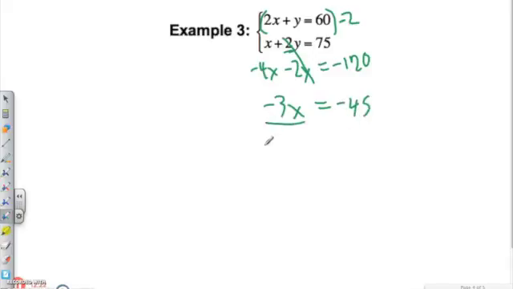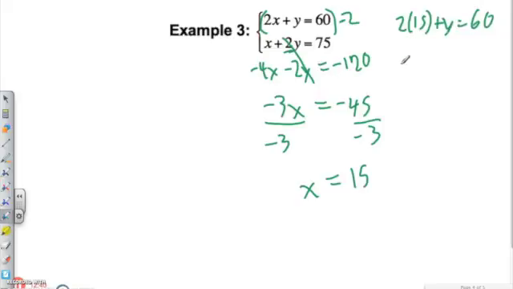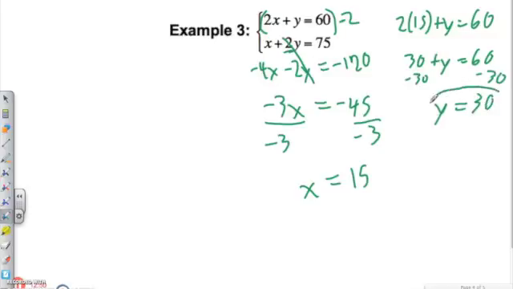I divide both sides by negative 3. And I get x equals, let's see, positive 15. Plug that back in. 2 times 15 plus y equals 60. 2 times 15 is 30 plus y equals 60. Subtract 30 from both sides, so y is equal to 30. So our ordered pair then would be 15, 30.